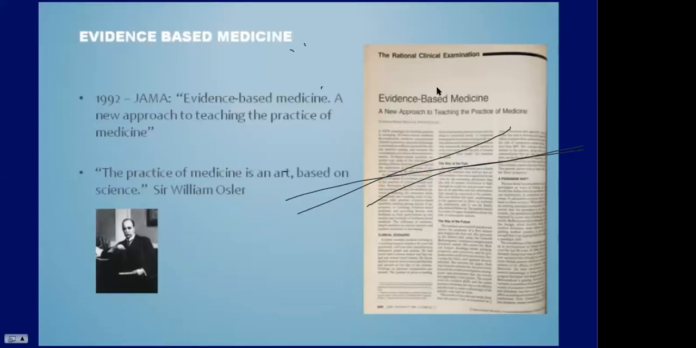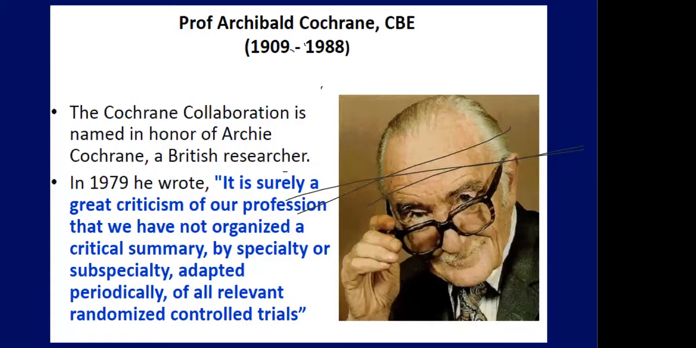Now, this is the publication in the JAMA. This was done in 1992, though the clinical epidemiology in McMaster was started many, many years before that. Finally, it was published in 1992, and that's the paper you're seeing on the right.